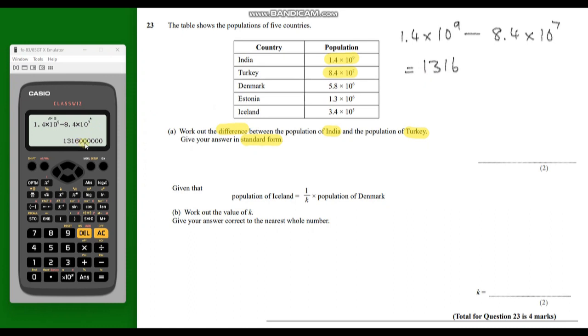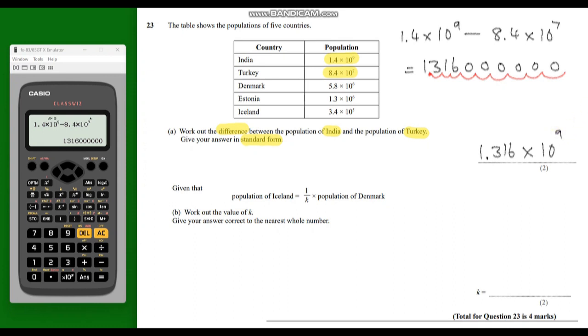1316, and then we've got 1, 2, 3, 4, 5, 6 zeros. Now we're not going to write down this number. We need to give our answer in standard form. So our base number is going to be 1.316, and then we're going to multiply by 10. How many times? Well, if our decimal point is here at the moment, 1.316, we're going to go 1, 2, 3, 4, 5, 6, 7, 8, 9 times. That's going to be to the power of 9.